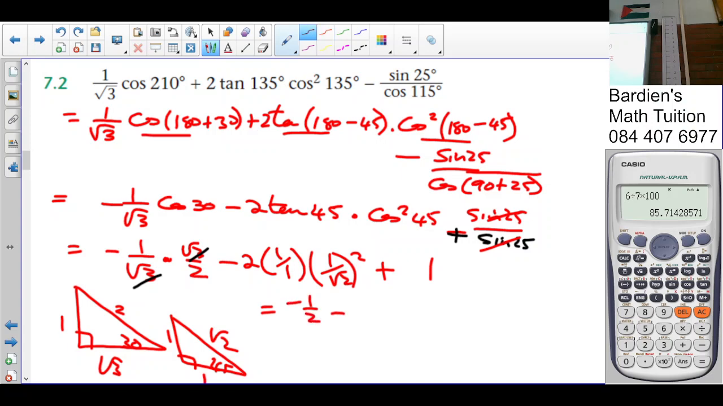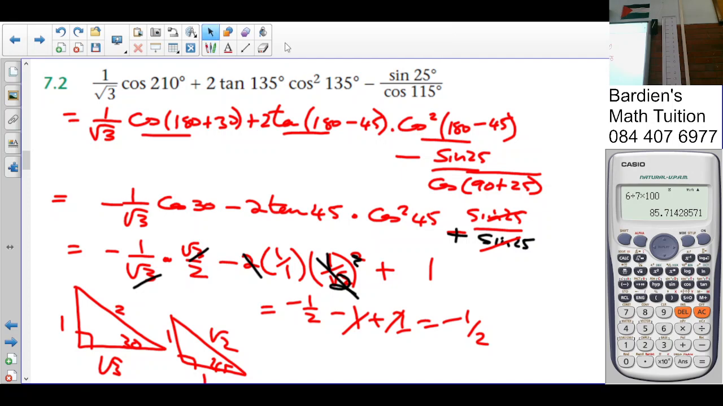minus this here, 1 squared is 1, root 2 squared is 2. Then that, a half times 2 is 1. So it's minus 1 plus 1. Gives you an answer of negative. Is that correct? Yes? Let's look at the next one.